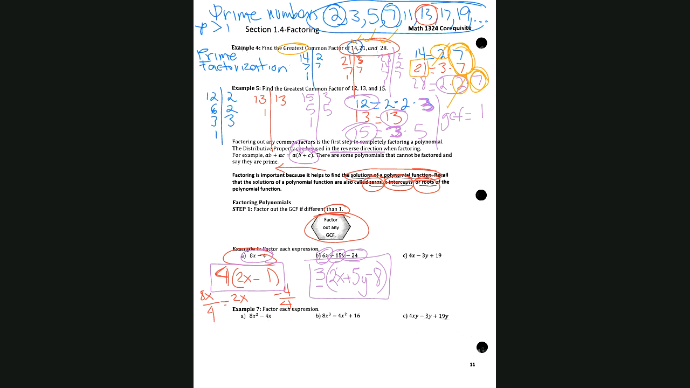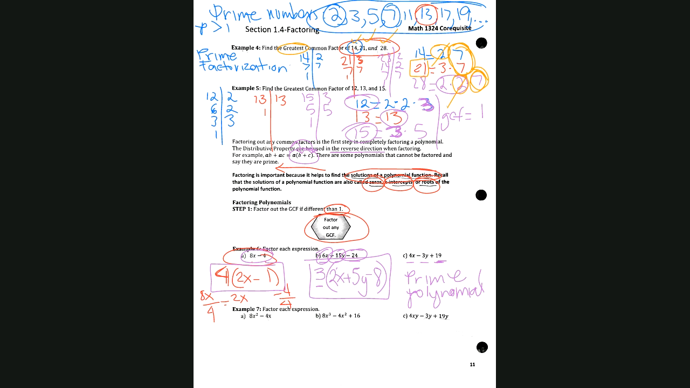The next example, 4x minus 3y plus 19. 4 and 3 have no factors in common, and they also have different variables, so we can't factor that either. And also 19 is a prime number. So what we could say here is that it is not possible to factor it, or we could refer to it as a prime polynomial. And we simply can't factor it.